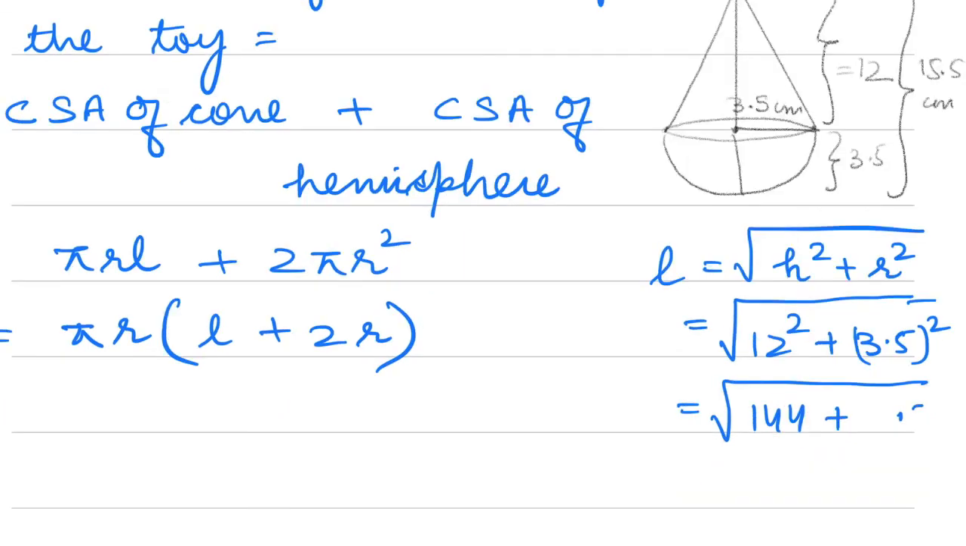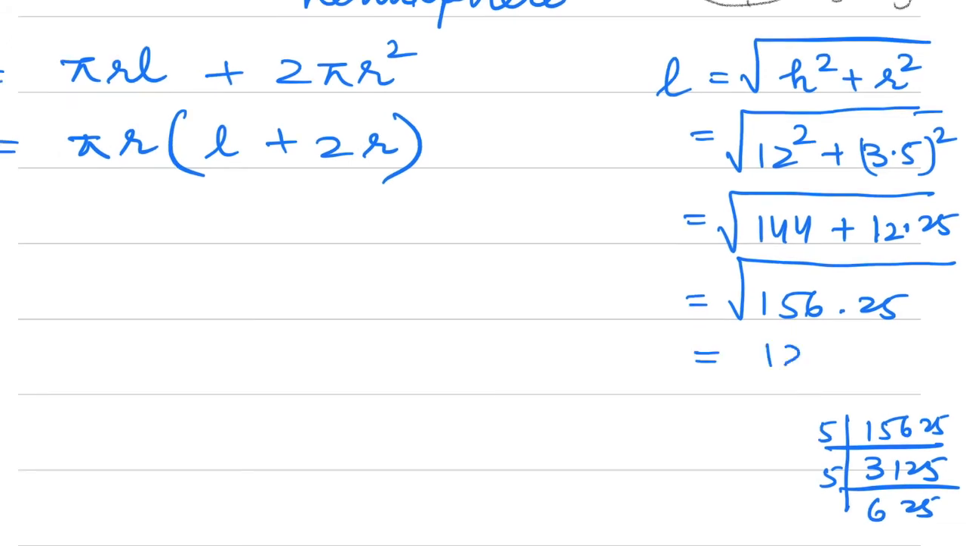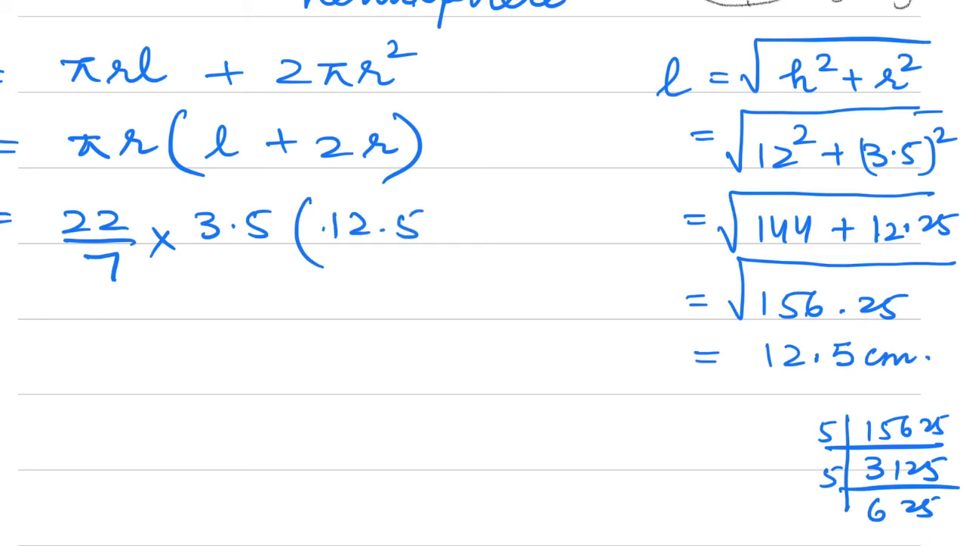This is equal to 144 plus 12.25, so this is equal to 156.25. The square root of 15625 is 125, so L is 12.5 centimeter. Let's substitute the values here. So pi is 22 by 7, radius is 3.5, and L we have calculated as 12.5, plus 2 into 3.5.